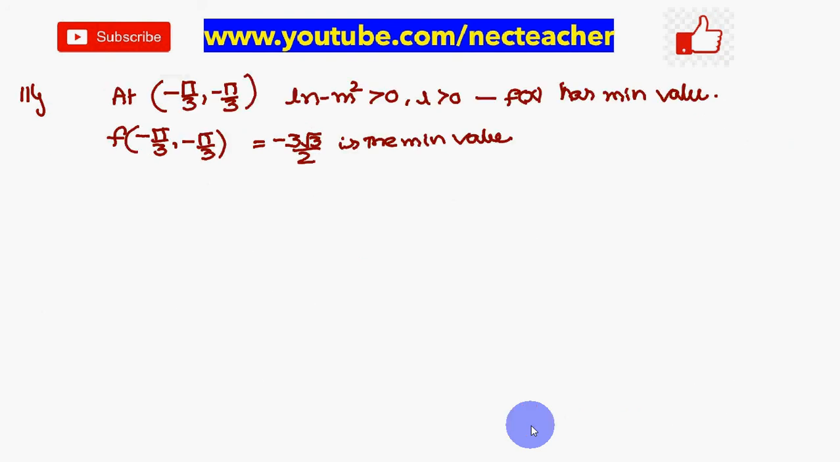So similarly at (minus pi by 3, minus pi by 3), ln minus m square value is greater than 0 and L is also greater than 0. Then f of x has a minimum value. The minimum value is minus 3 root 3 by 2.